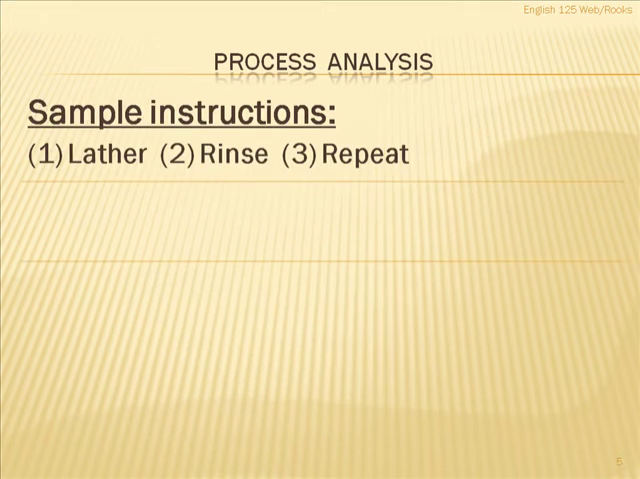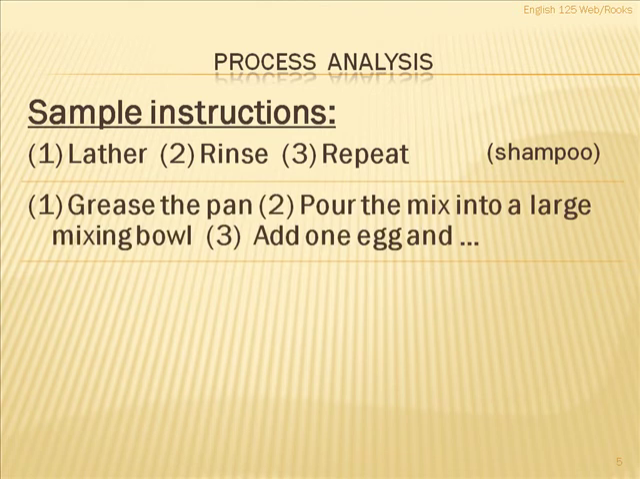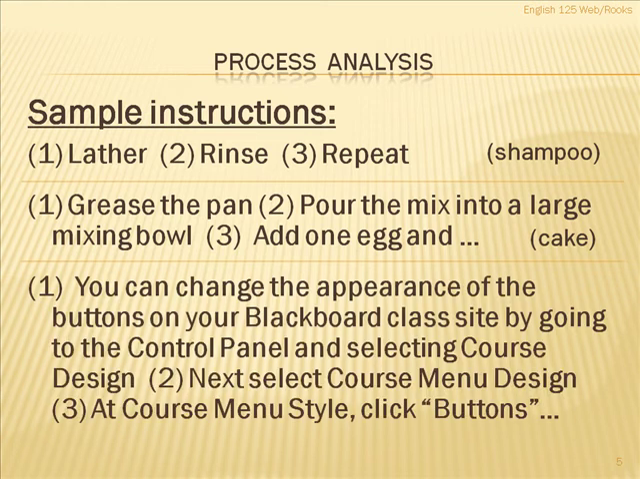Let's look at some samples. Here's one. Lather, rinse, repeat. This is about as simple as they get. This is a set of instructions that came off a shampoo bottle. They can be, of course, more complicated, but not so much. Grease the pan. Pour the mix into a large mixing bowl. Add 1 egg, and so on. These are obviously the instructions on how to bake a cake. They can get more complex than this.